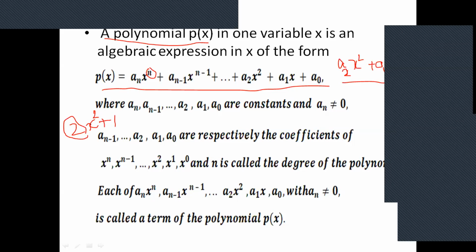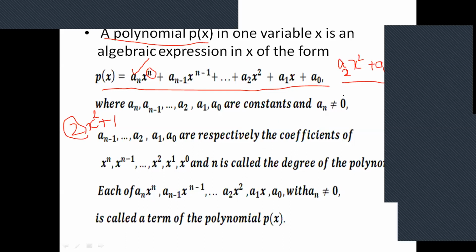Now what is this? Here this represents the coefficient. This is the quadratic polynomial. This represents the coefficient and this represents the constant term. Same here in an nth degree polynomial. Here an represents the coefficient of x to the power n. An minus 1 represents the coefficient of x to the power n minus 1. And a2 represents the coefficient of x square. a1 represents the coefficient of x power 1. And then we have a0, which is the constant term.